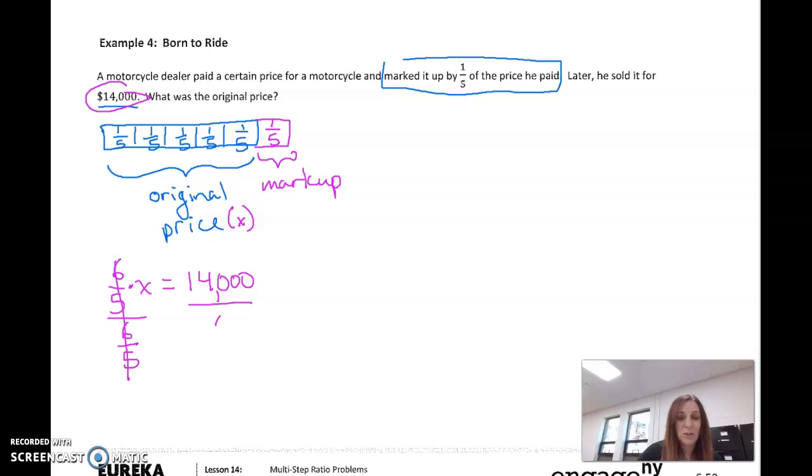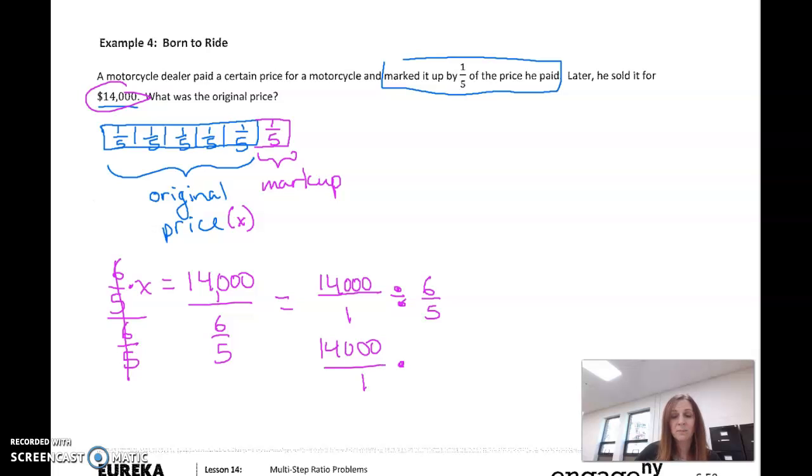Whatever we do to one side, we do to the other. Now, don't stress out about this. This is 14,000 divided by 6/5. We just write it differently. We write it as 14,000, I'm going to put it over 1, divided by 6/5. Keep it. Switch it. Flip it. That's how we divide fractions, by turning it into a multiplication problem. Keep it, switch it, flip it.